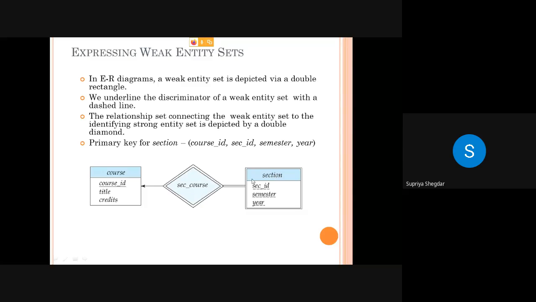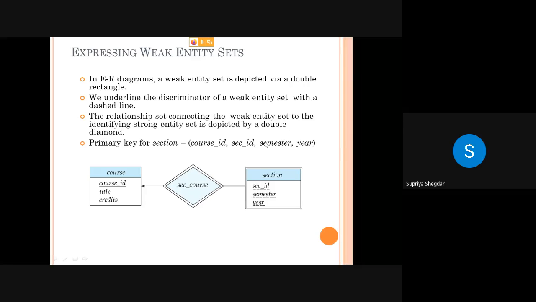And here, the primary key for the section, means if we form the primary key for the section, then we include the primary key of the strong entity set first and then the discriminators of the weak entity set. Here the primary key for the section includes course ID, section ID, semester and the year. So this whole set is nothing but the primary key for the weak entity set. Okay, so if the weak entity set does not have a primary key, then we can take the primary key from the strong entity set and combine it with all the discriminators, and that particular group of attributes acts as the primary key for the weak entity set.